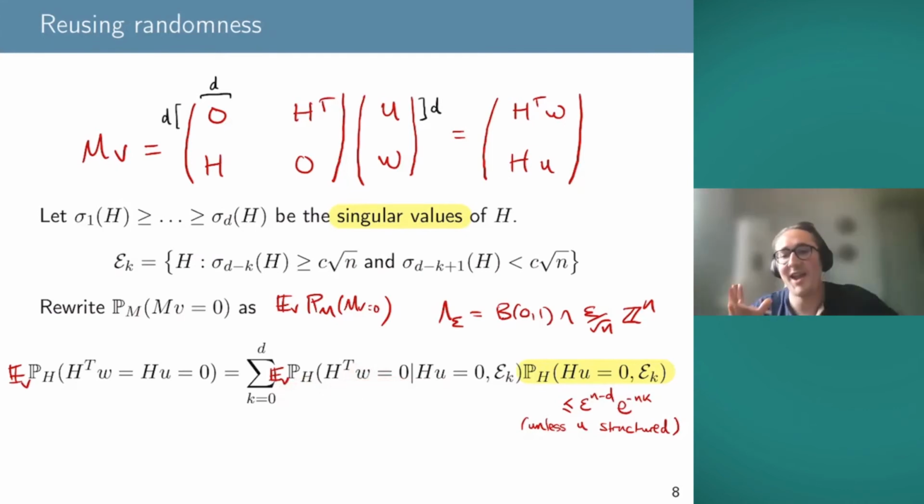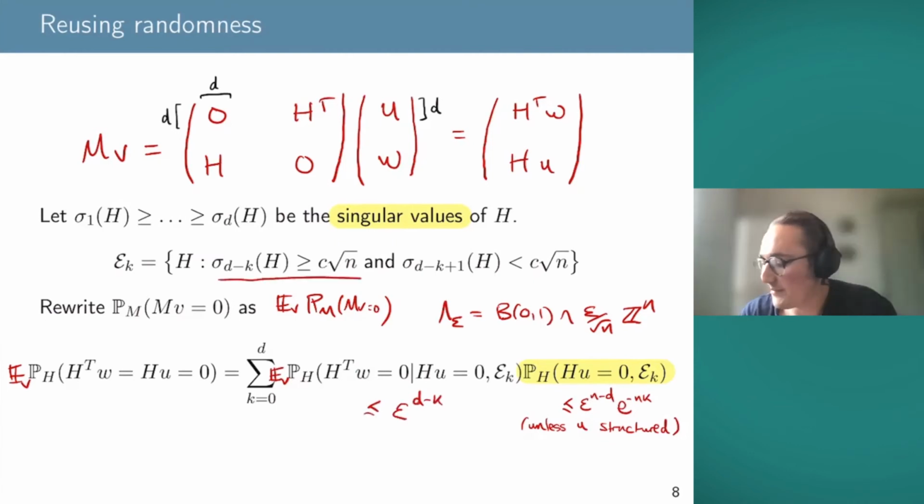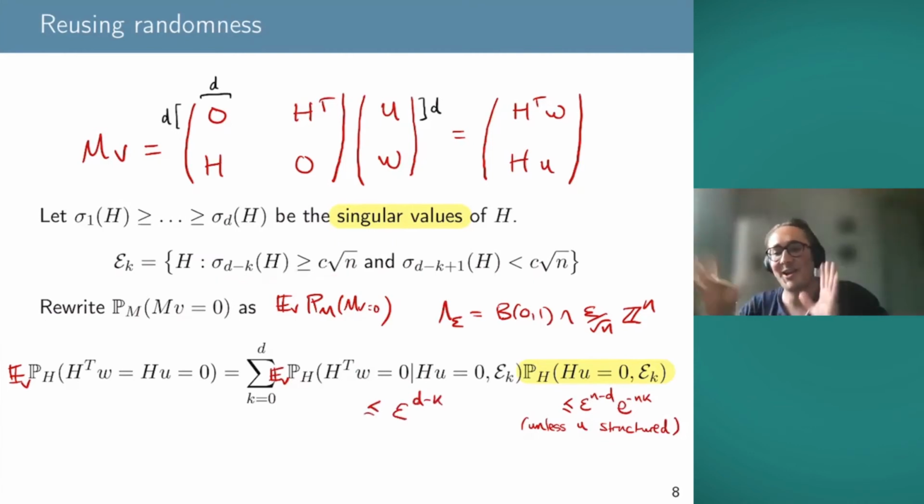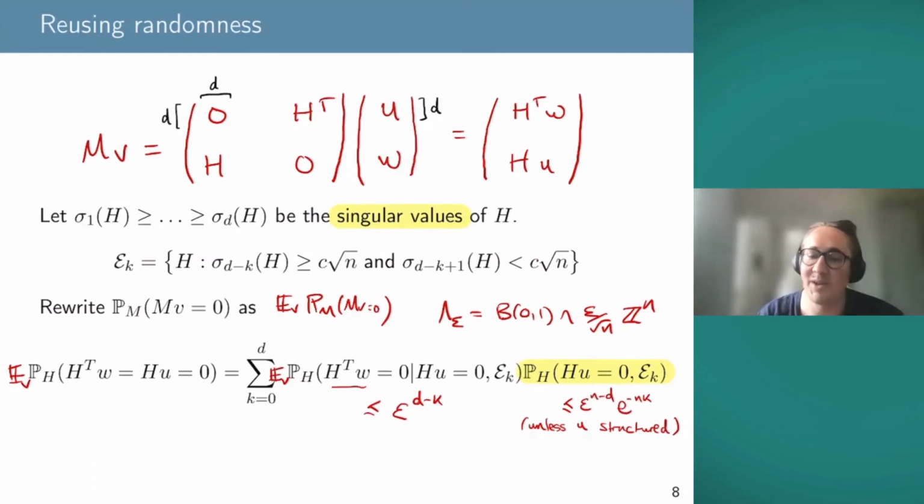And the point is that if H has lots of large singular values, it kind of wants to push a random vector W in all sorts of different directions. So if H has lots of large singular values, this should be more anti-concentrated. And it turns out this heuristic is true, and we can show that this is at most epsilon to the d minus K, with d minus K corresponding to the number of large singular values. So it's pushing d minus K directions and making them large. So that's how we kind of invert the randomness and look at the probability that, for a fixed pseudo-random H, a random W gets mapped to 0.